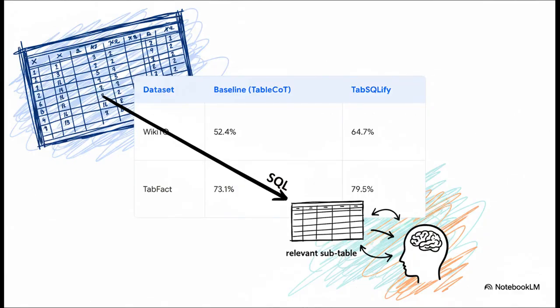Incredible. And that size reduction pays off big time in performance. When you compare it to another advanced method, TabSQLify's accuracy jumped by over 12 percentage points on that WikiTQ dataset. So here's the crucial thing to remember. By focusing the AI on less data, it actually gets more answers right.